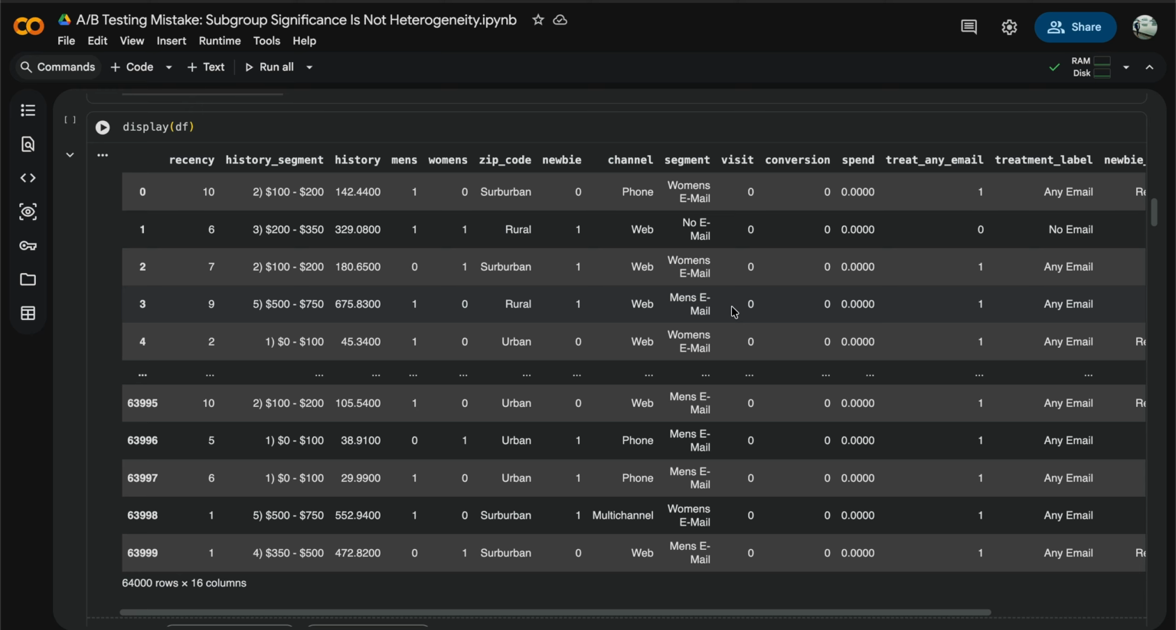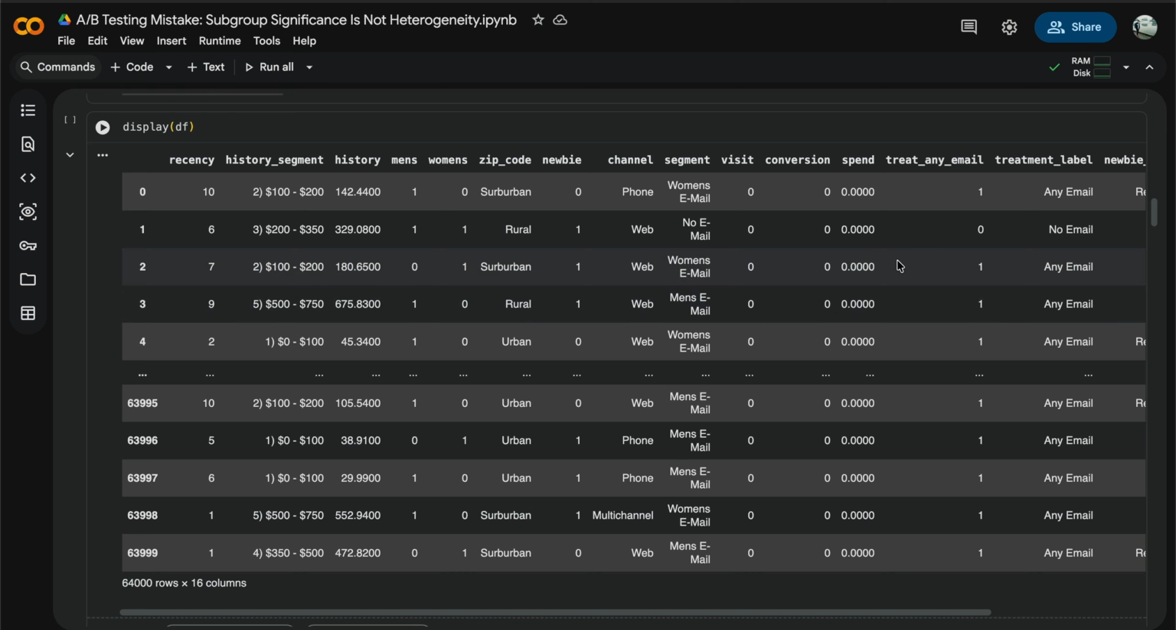In many experiments, we start with one question. Does the treatment work on average? But in real marketing and product decisions, the next question is often more important. Does it work better for some groups than others? That is where heterogeneous effects, subgroup analysis, and interaction tests come in.